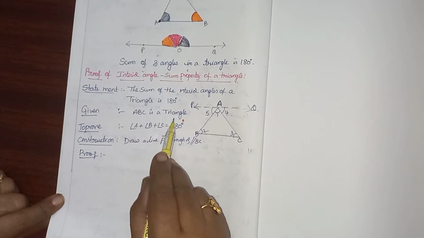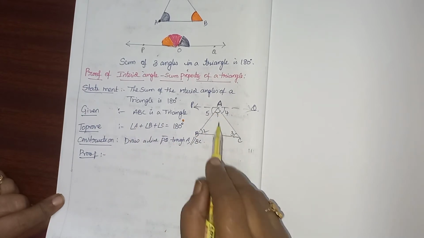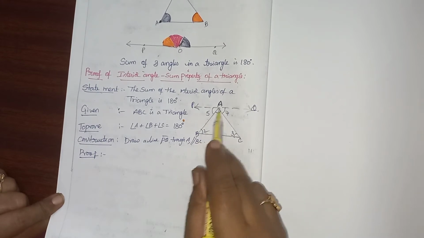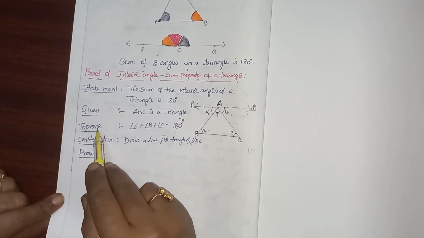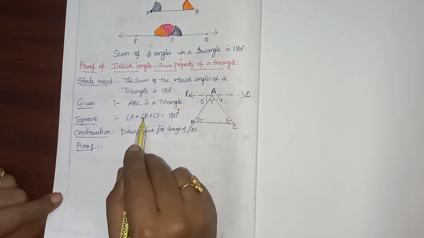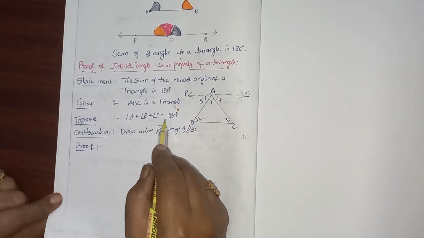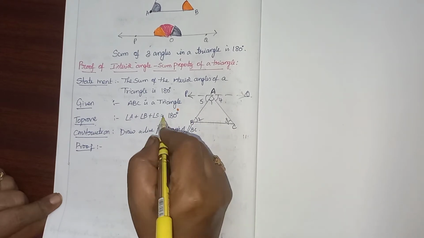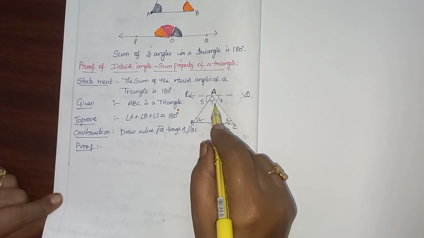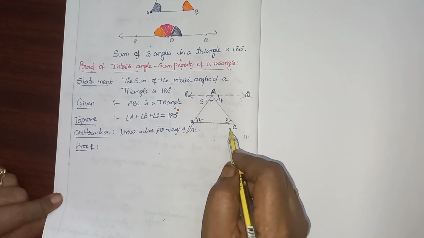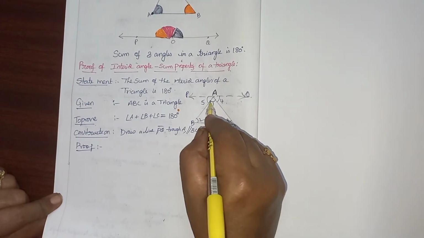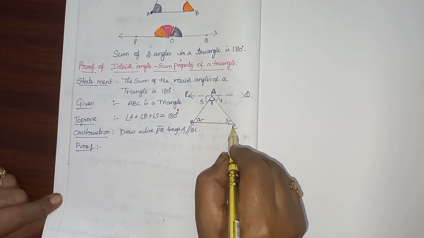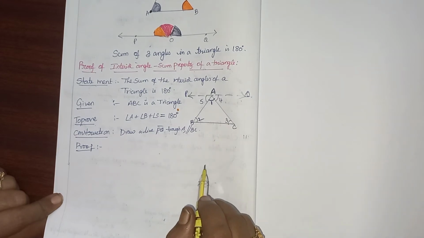Given: ABC is a triangle. To prove: what is it? What should we prove? Angle A plus angle B plus angle C is equal to 180 degrees. The sum of the interior angles of the triangle is 180 degrees. This is what you should prove. Angle A you can represent as angle 1, angle B as angle 2, angle C you can write as angle 3.